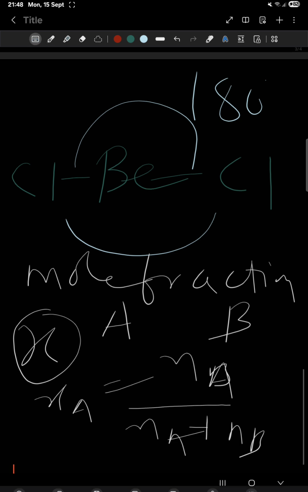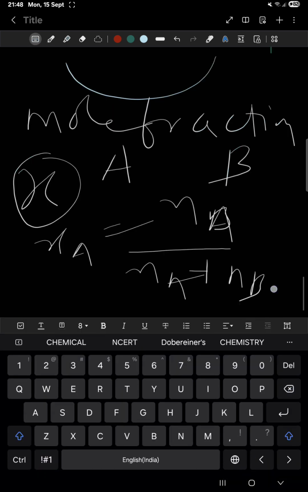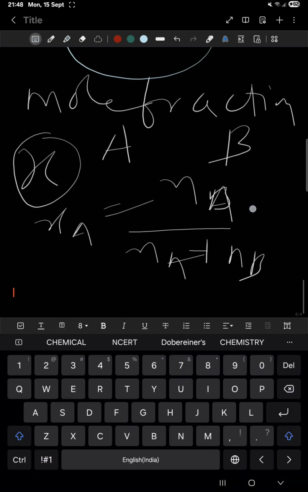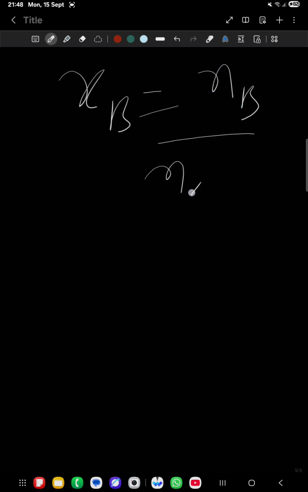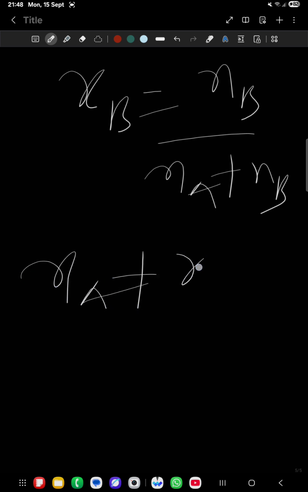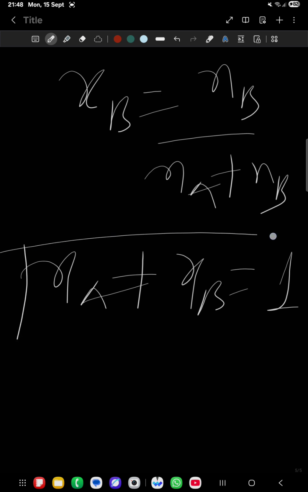Then we have chi B is equal to NB upon NA plus NB, and chi A plus chi B is equal to 1. दोनों का मोल फ्रैक्शन सम होता है 1. This is what we have studied.